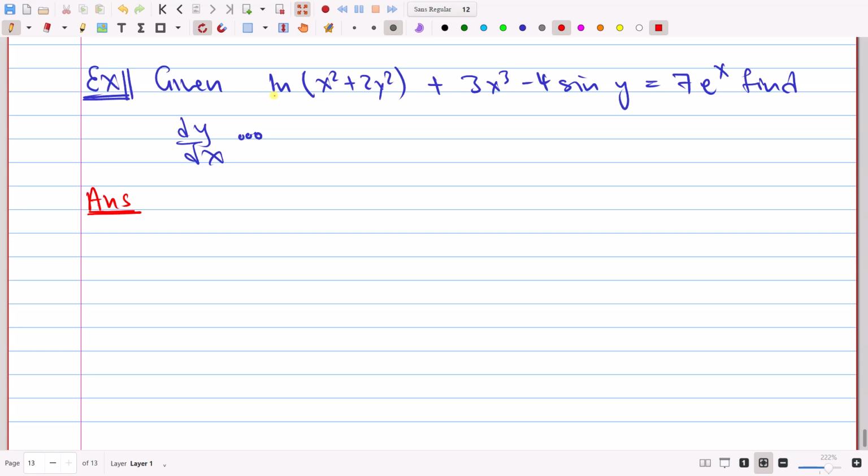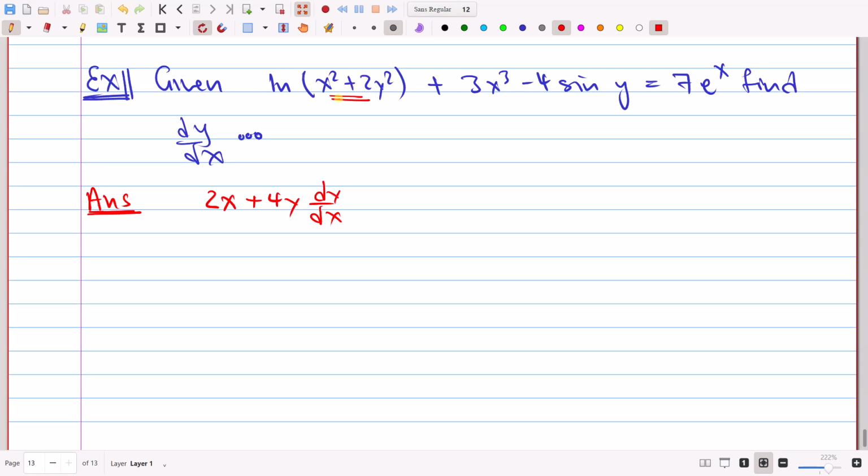So now we have that guy there. We want to differentiate a natural log, and the first thing is we differentiate inside. When we differentiate inside, there are two things. First, we differentiate x squared, that will give you 2x. Then you differentiate 2y squared, that will give you 4y, but since you differentiated a y variable, you multiply by dy/dx.